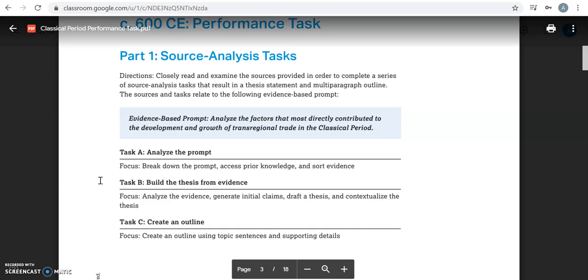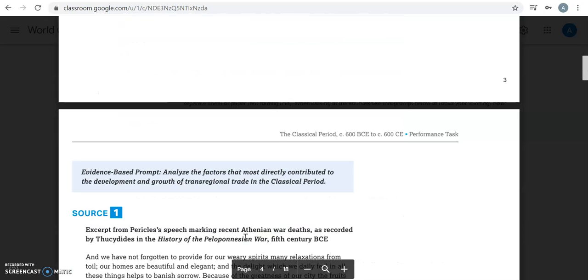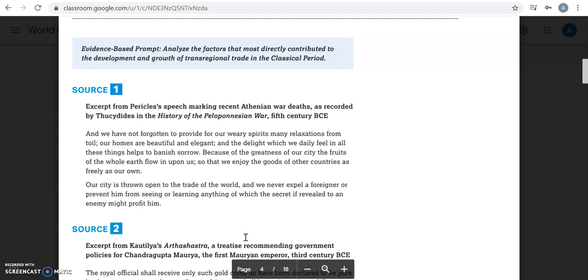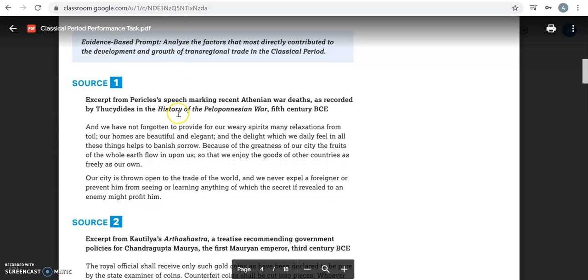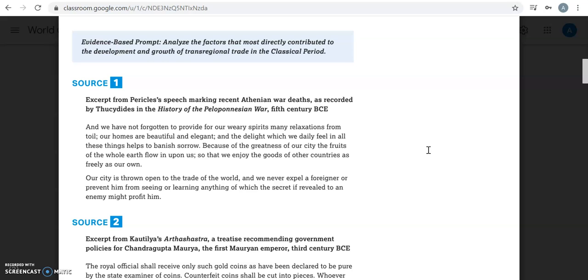Task C, create an outline. Create an outline using topic sentences and supporting details. And that will be the last thing you do. We'll talk more about that when we get to it. So first off, we're going to go ahead and look at these sources that relate to the prompt, remember. Excerpt from Pericles' speech marking recent Athenian war deaths.